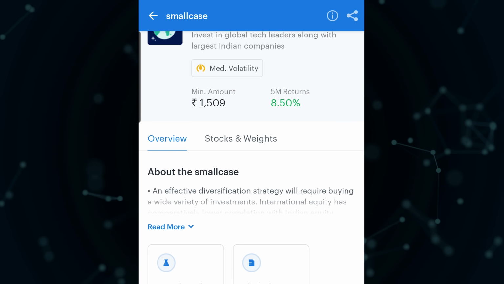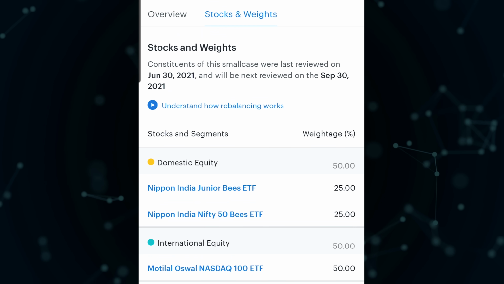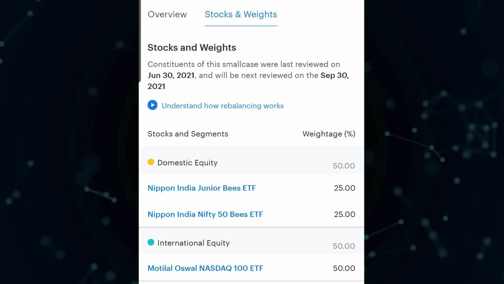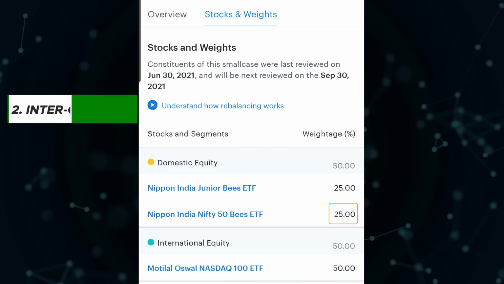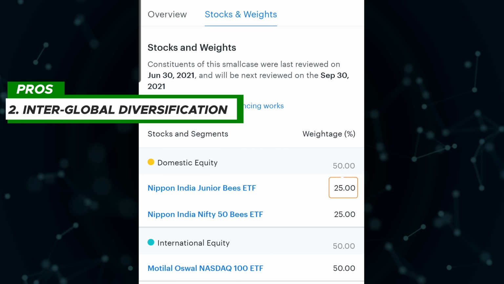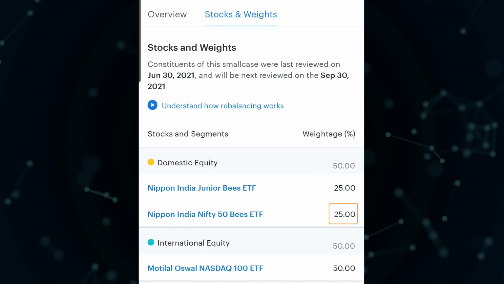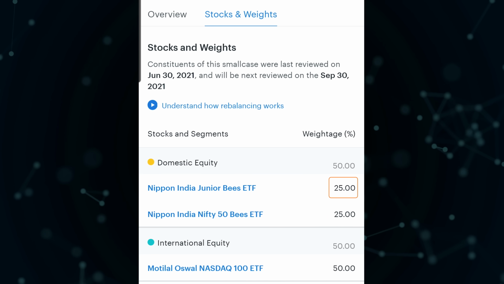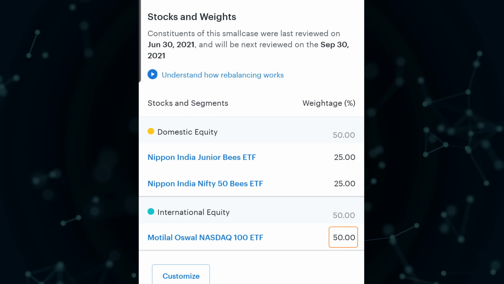Now, my question is: is the entire money put in the US market? No. Here you can see that out of 100 rupees, they invest 50 rupees in the local equity market, 25% in Nifty and 25% in Nifty Junior. Nifty is low beta, Nifty Junior is slightly higher beta, so we can expect some delta. So for every 100 rupees, 25 rupees go into Nifty, 25 into Junior Nifty, and the remaining 50% they invest in a Nasdaq 100 exchange traded fund.